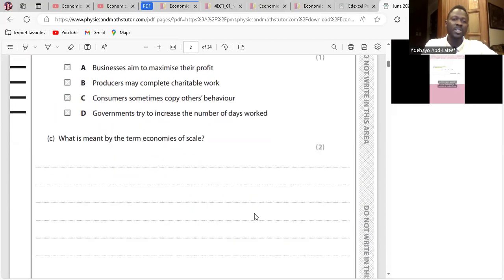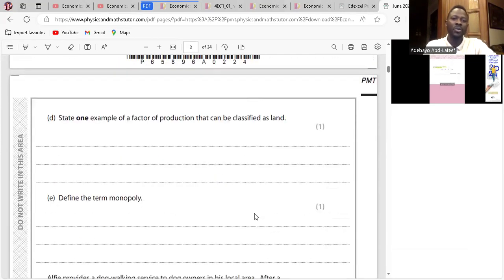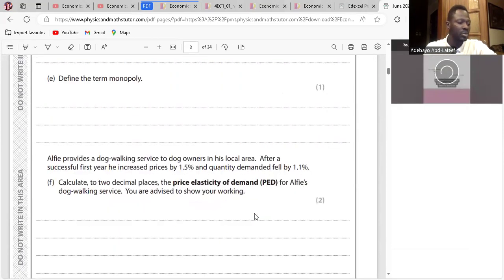Question C. What is meant by the term economies of scale? Economies of scale is a cost advantage, or reduction in the average cost of production, as a result of expansion. Clear? State one example of a factor of production that can be classified as land. Land can be forest, mountains, plantation, and so on. Clear? Anything on land is land. Any question? We go to E.